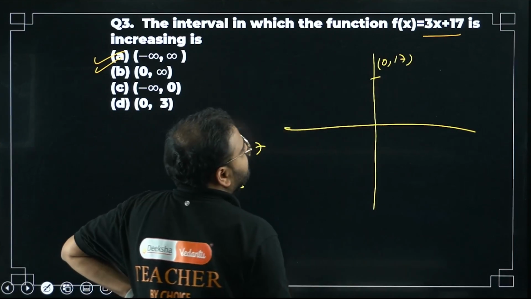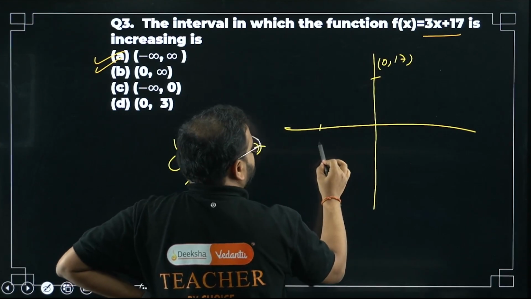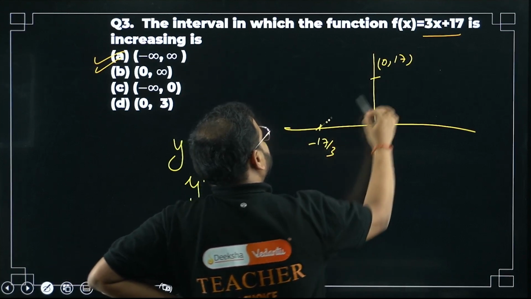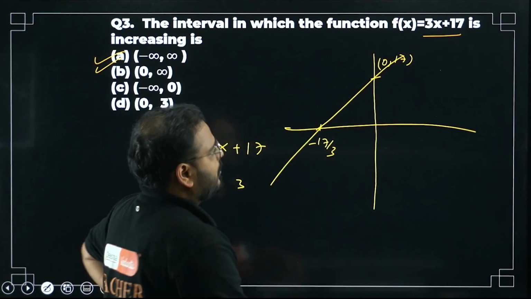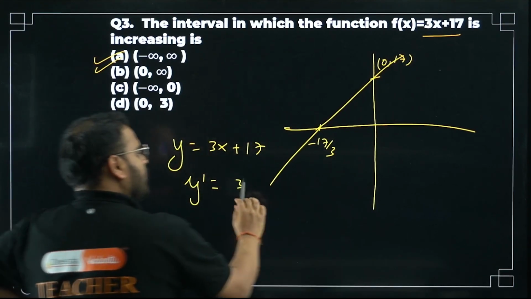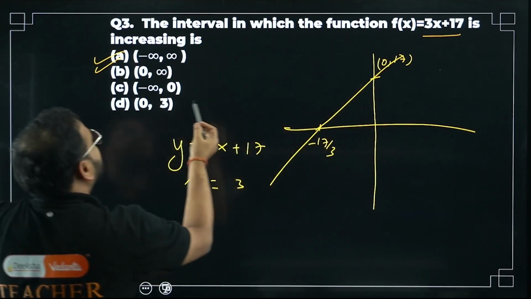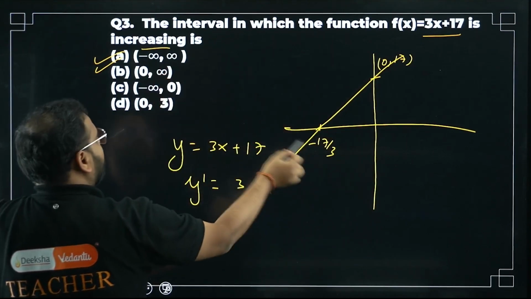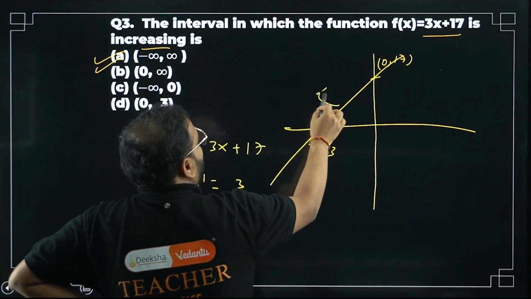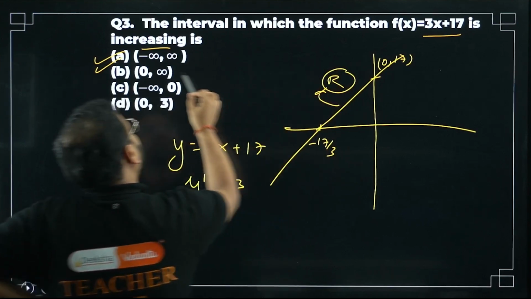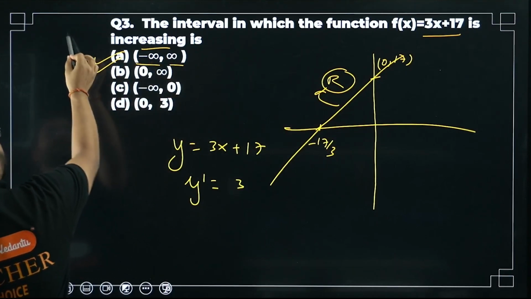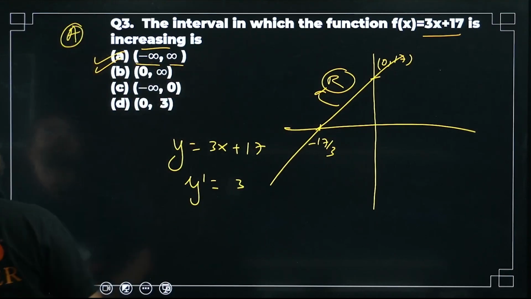When y is 0, x is going to be minus 17 by 3. So this is a straight line, right? Always increasing. If you move across x, y is increasing. So it is an increasing function over all real numbers. All real means negative infinity to positive infinity. Option A is more suitable.